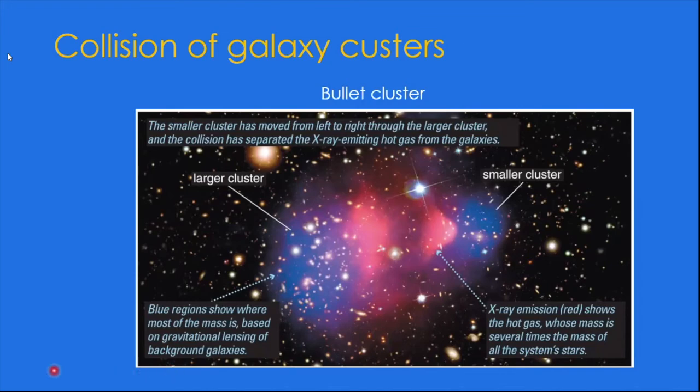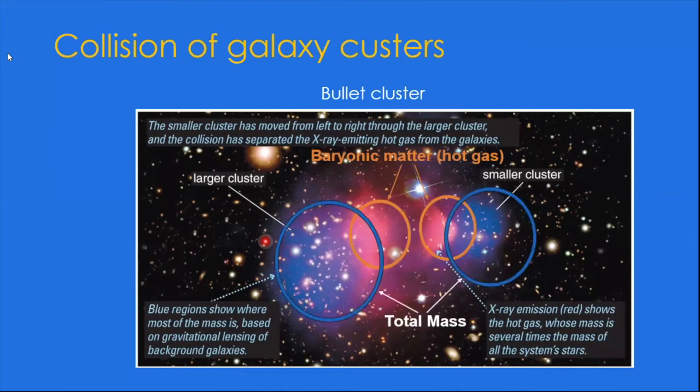Shown here is a composite image of three different observations, actually. The optical image shows galaxies. Hot gas distribution is from X-ray observation. And weak lensing reveals where most of the mass is.